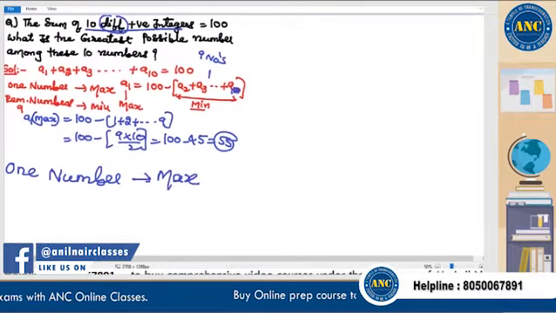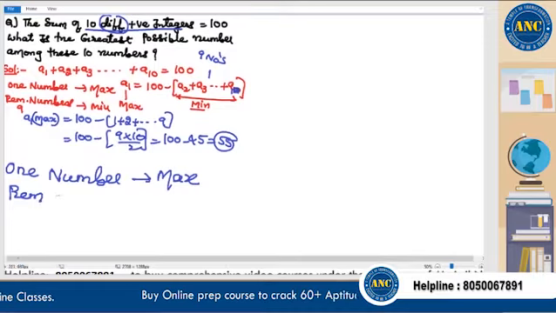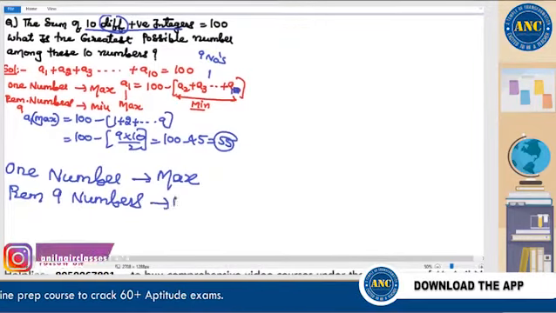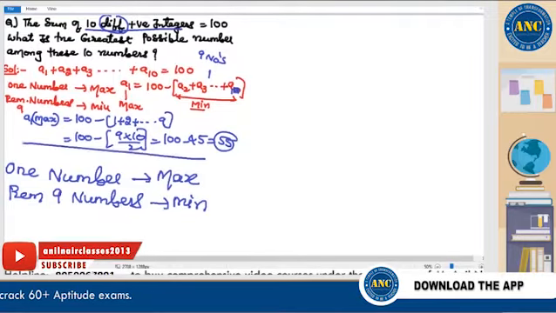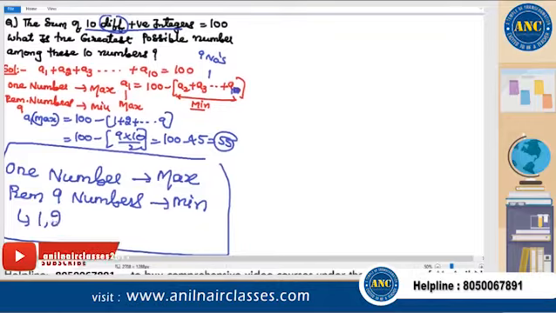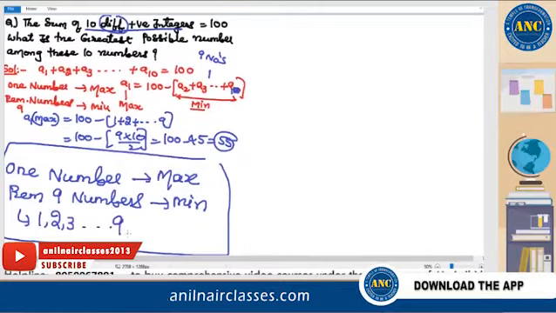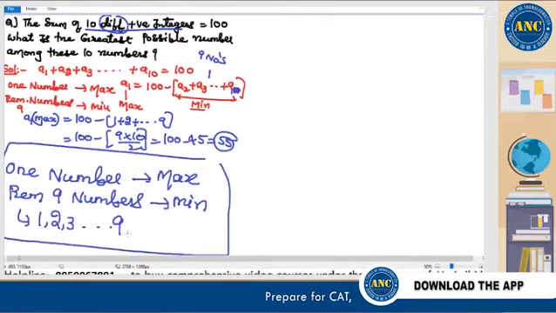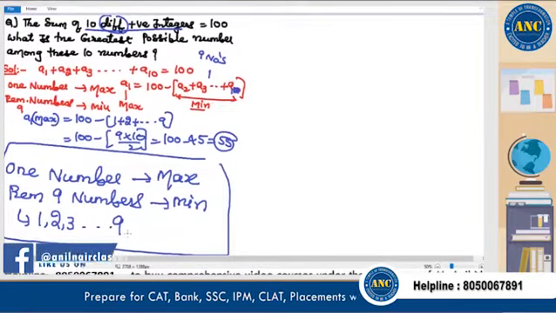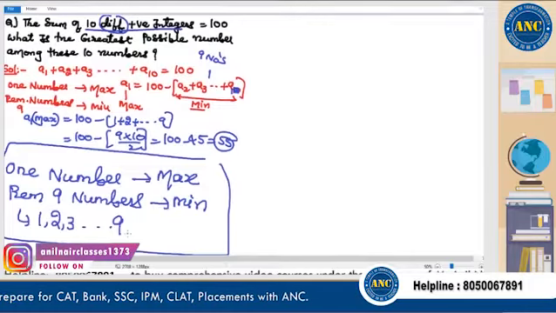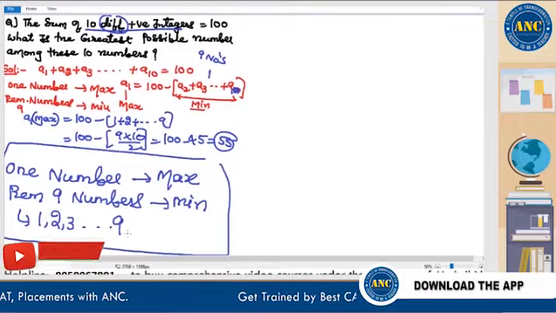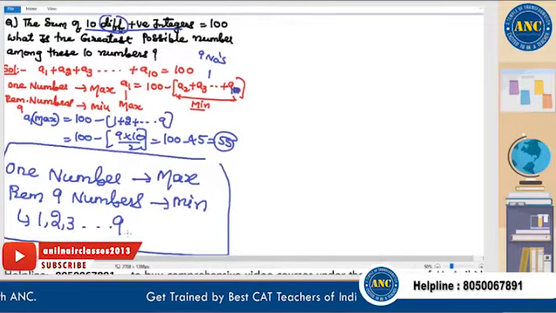If one number is maximum, remaining 9 numbers will be minimum. What are the remaining 9 numbers? Remaining 9 numbers will be 1, 2, 3 till 9. I hope it is clear. I hope idea is clear, right, sir? Question, idea is clear. If 1 is minimum, remaining 9 should be maximum. If 1 is maximum, remaining 9 should be minimum.